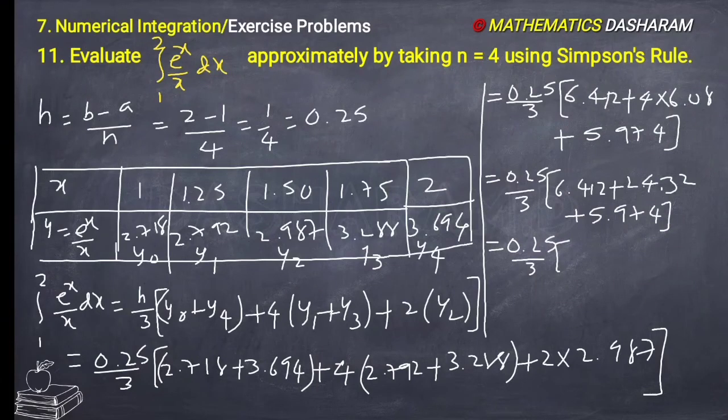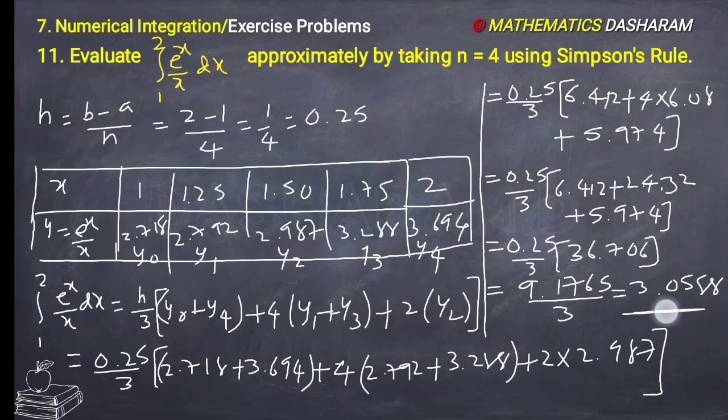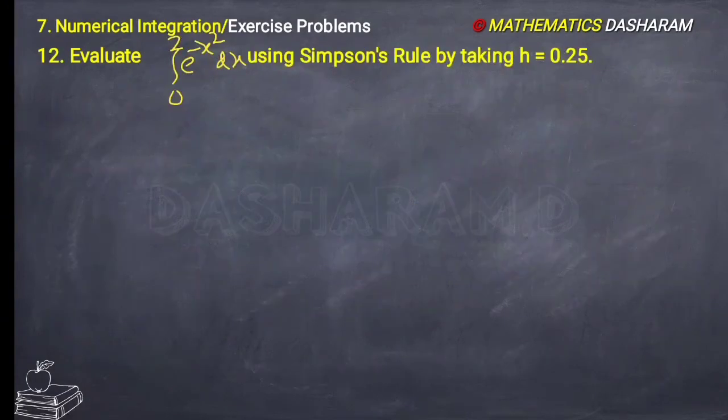So addition of these three numbers is 36.706. So 0.25 into 36.706 is 9.1765 divided by 3. So it is equal to 3.0588, which is our required answer.